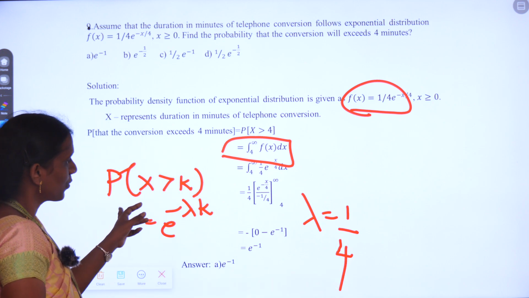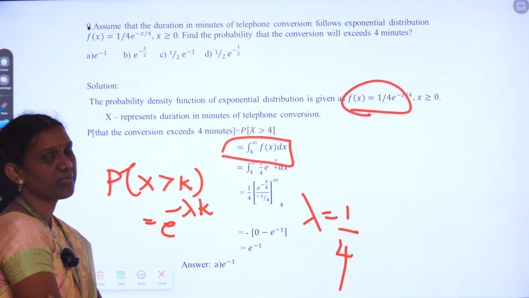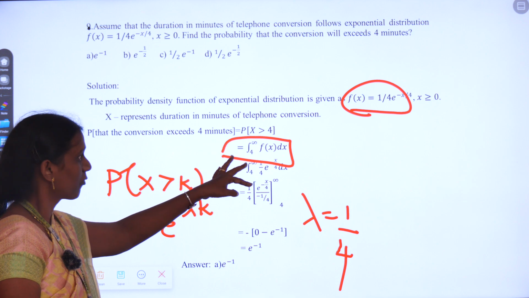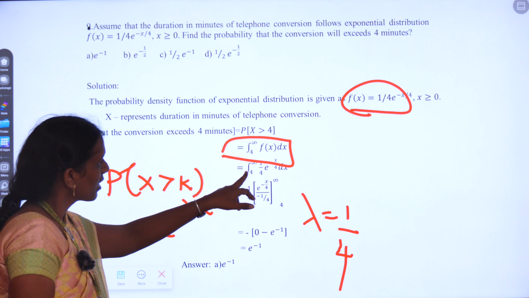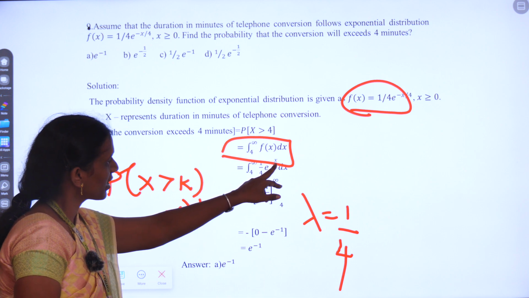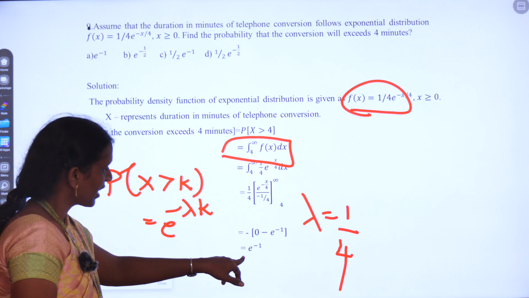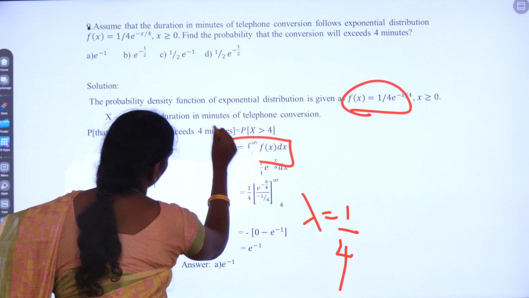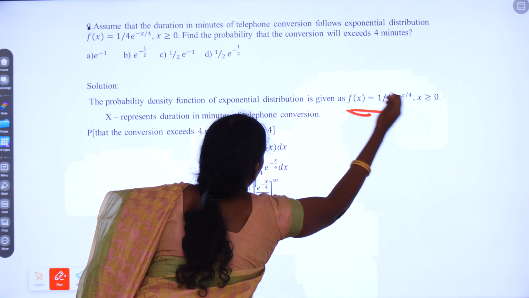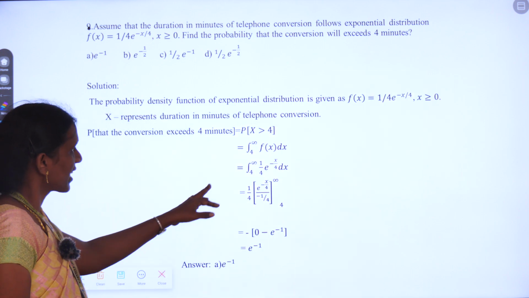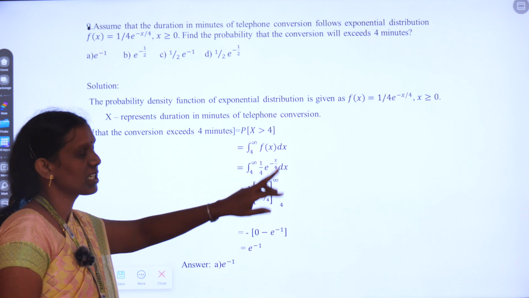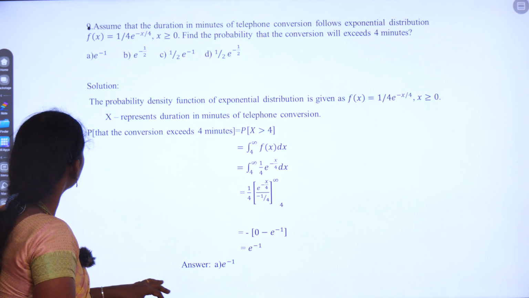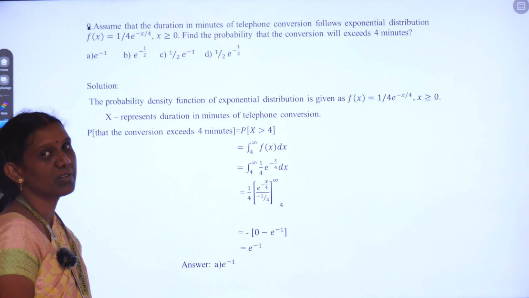So we can use either this formula or the integral 4 to infinity f of x dx. x greater than 4 means integral 4 to infinity f of x dx. So write down f of x: f of x is 1 by 4 e power minus x by 4 dx. When we integrate and substitute the limits, we get the answer e power minus 1. So we can use either probability of x greater than k equal to e power minus lambda k, or the integral of f of x dx. Whichever we find easy, we can use. So the answer is option A, e power minus 1.